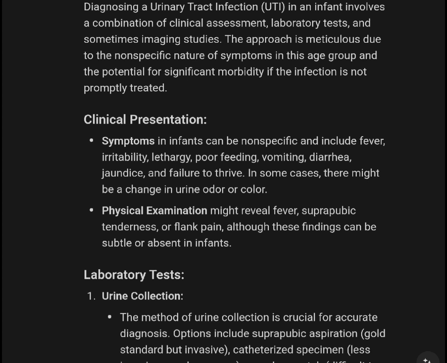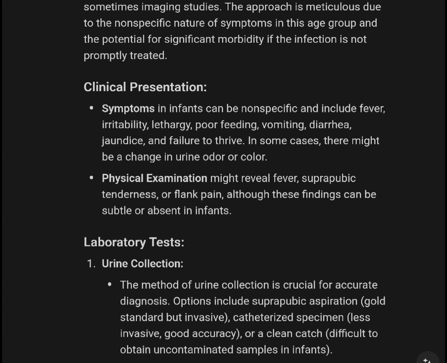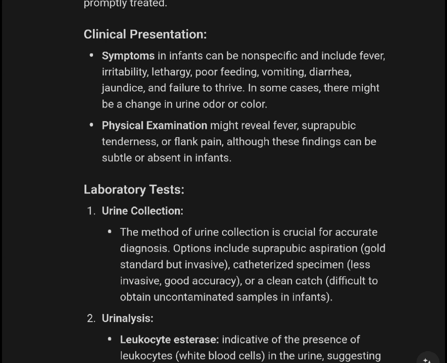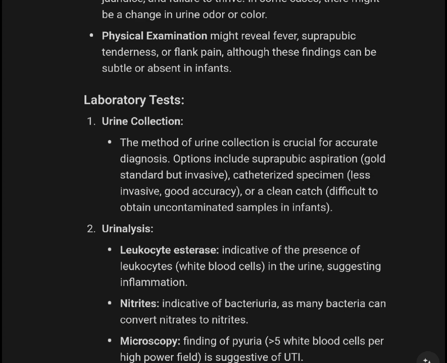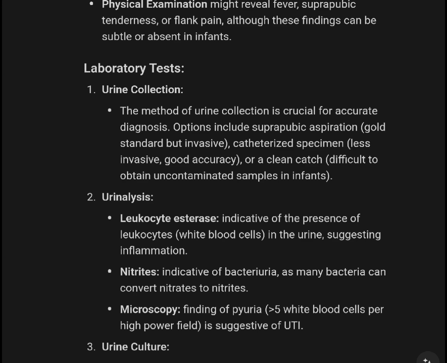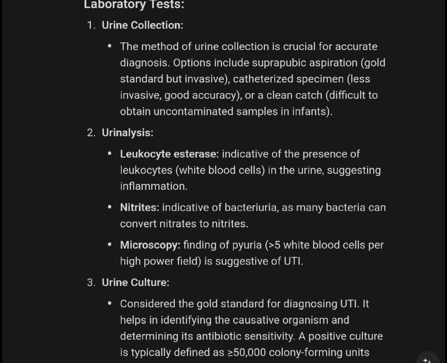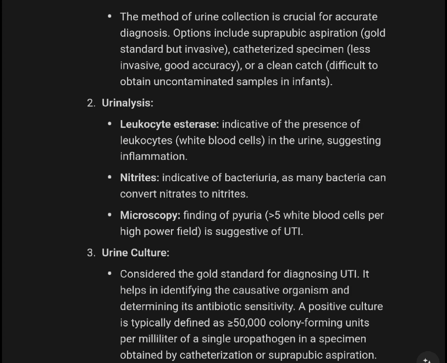Clinical presentation: symptoms in infants can be non-specific and include fever, irritability, lethargy, poor feeding, vomiting, diarrhea, jaundice, and failure to thrive. In some cases, there might be a change in urine odor or color. Physical examination might reveal fever, suprapubic tenderness, or flank pain, although these findings can be subtle or absent in infants. Laboratory tests, urine collection: the method of collection is crucial for accurate diagnosis. Options include suprapubic aspiration, the gold standard but invasive, and catheterized specimen, less invasive but accurate. Clean catch is difficult to obtain.